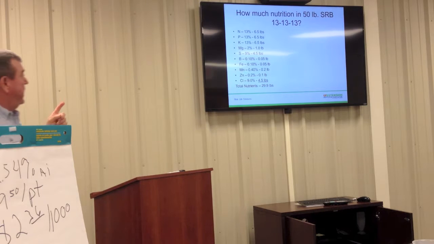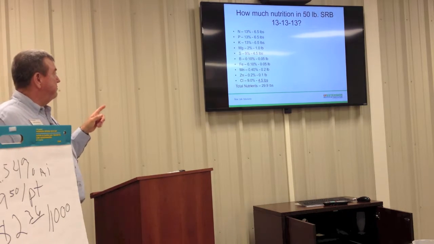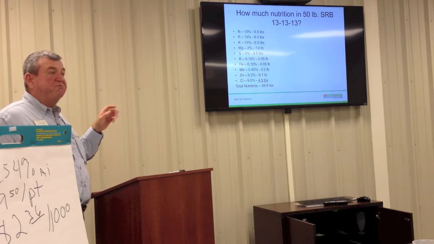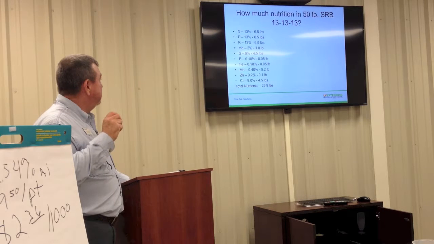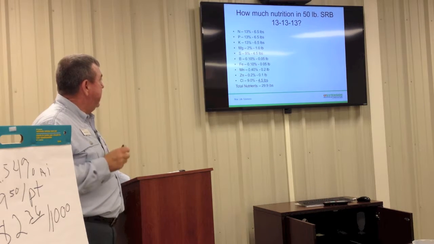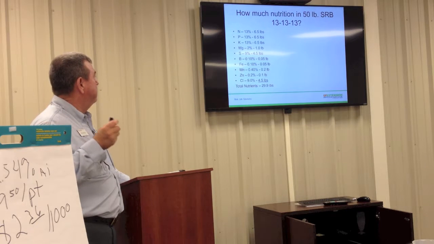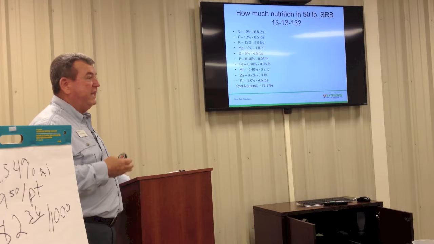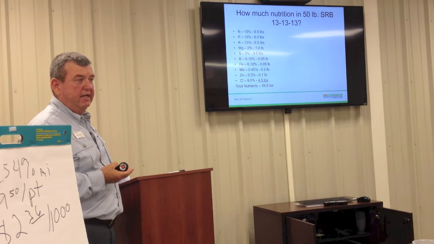We've also got a pound of magnesium. We've got 4.5 pounds of sulfur. We've got 0.05 pounds of boron, 0.05 pounds of iron, 0.2 pounds of manganese, 1/10 of a pound of zinc, 4.5 pounds of chlorine, for a total of 29.9 pounds out of our 50-pound bag. That's how much nutrient is in there.